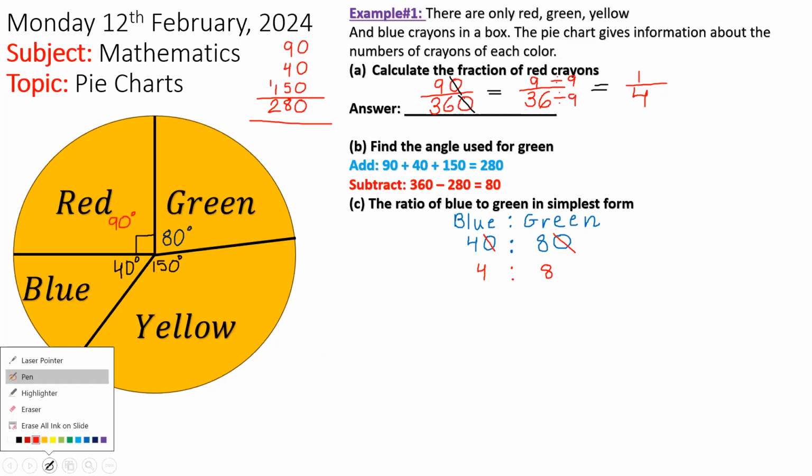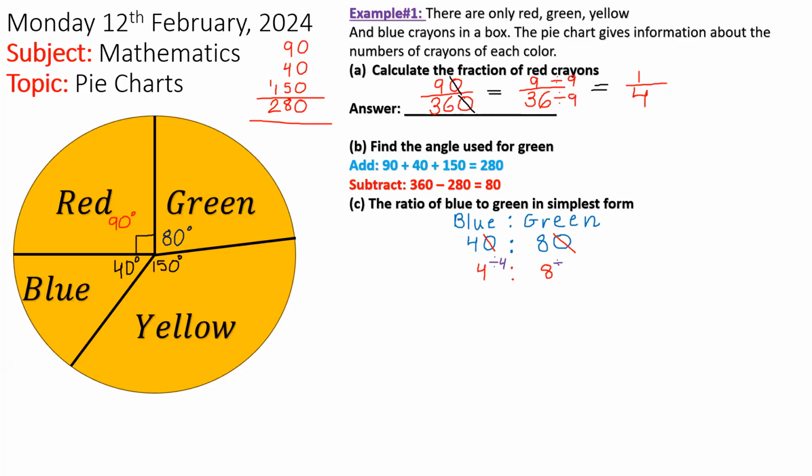Yes or no? We could divide by 2. What's a better one? Or we could divide by 4. Very good. So divide both sides by 4.